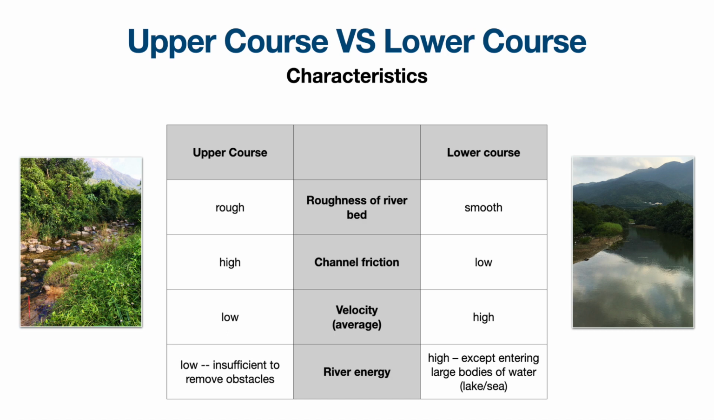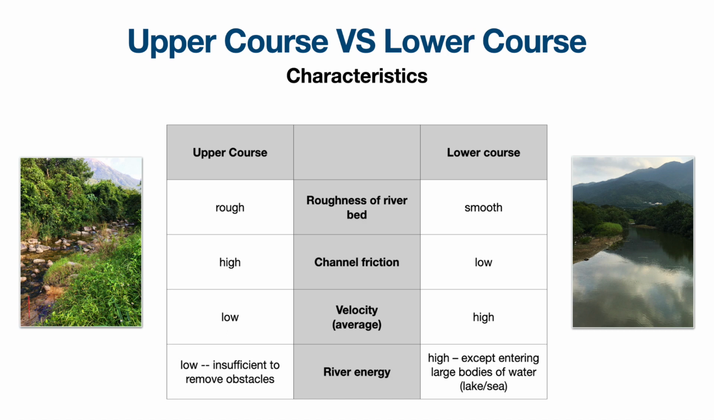But the river is different. When the river joins a lake or joins the sea, it's kind of like hitting a wall because this is a large body of relatively stagnant water. Okay, so the flowing river hits the stagnant water body, so it merges and basically slows down.